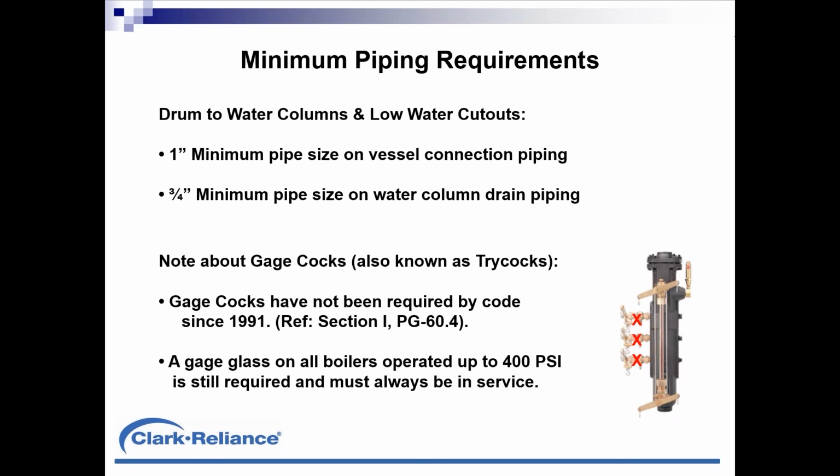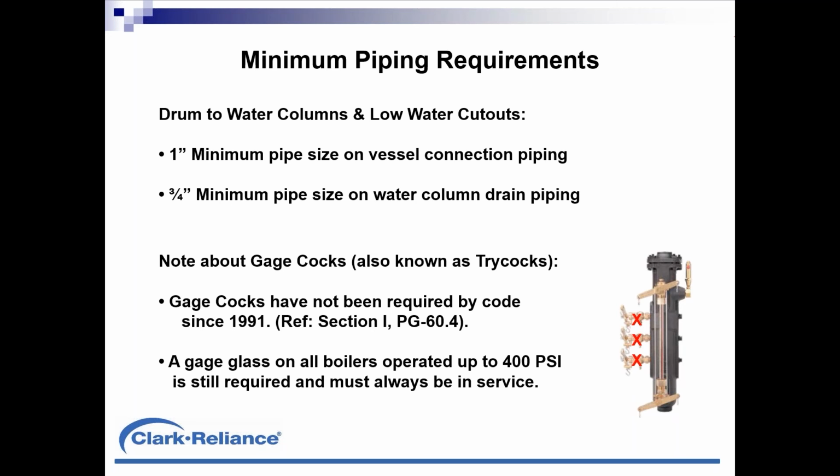Next, I'd like to talk about piping requirements. The minimum pipe size from the drum to a water column or a low water cutout device is 1 inch. The minimum drain size off of a water column or a low water cutout device is 3/4 inch piping.